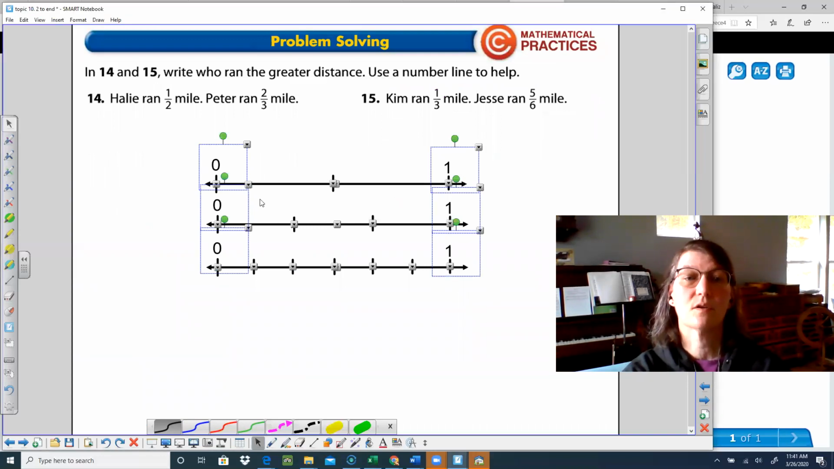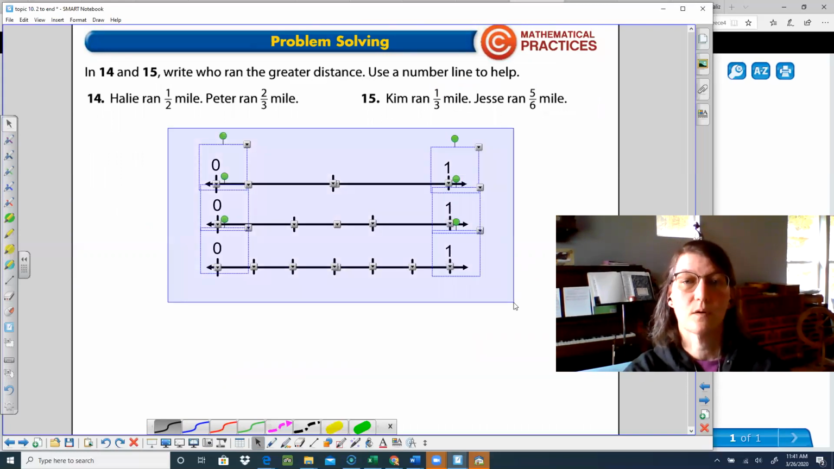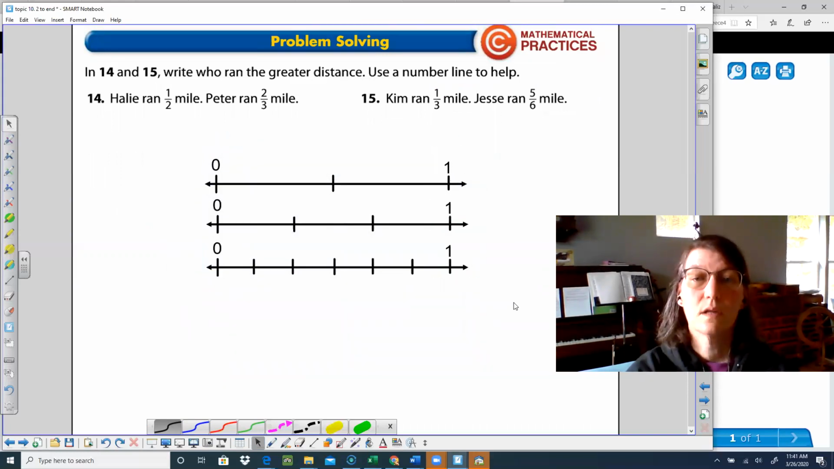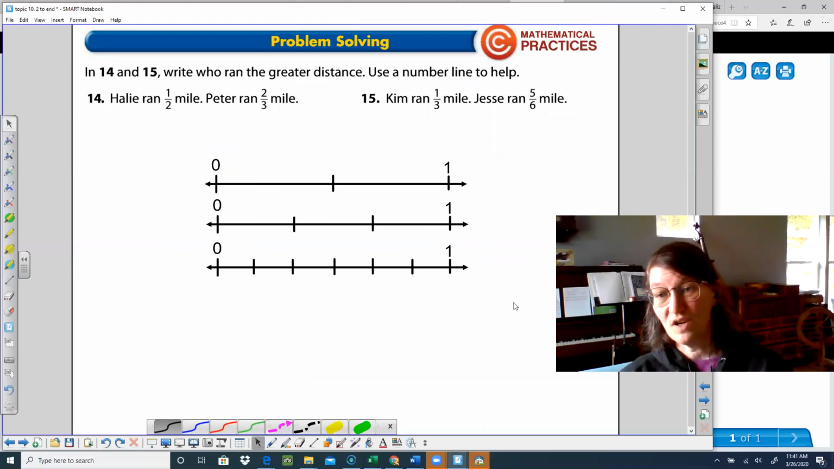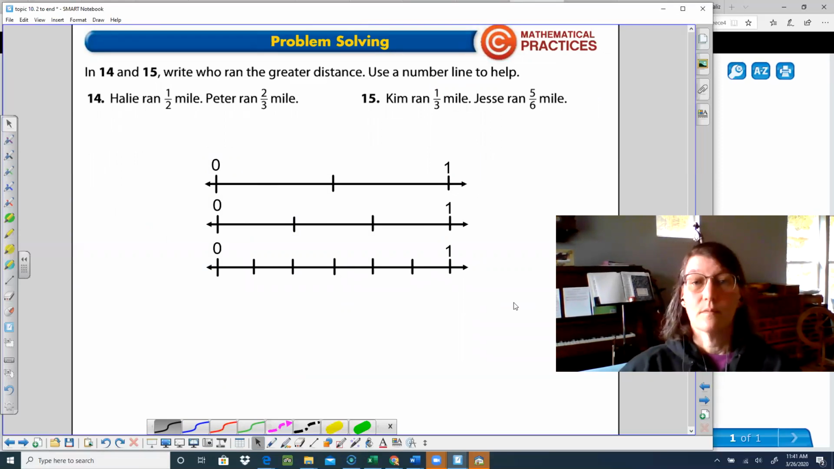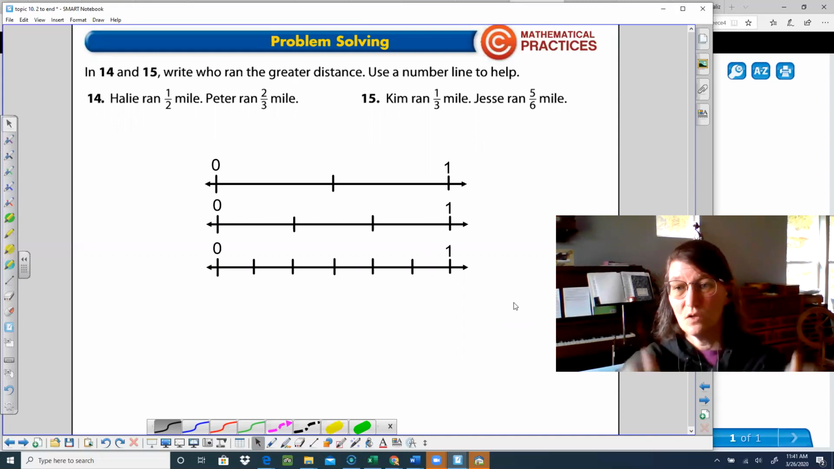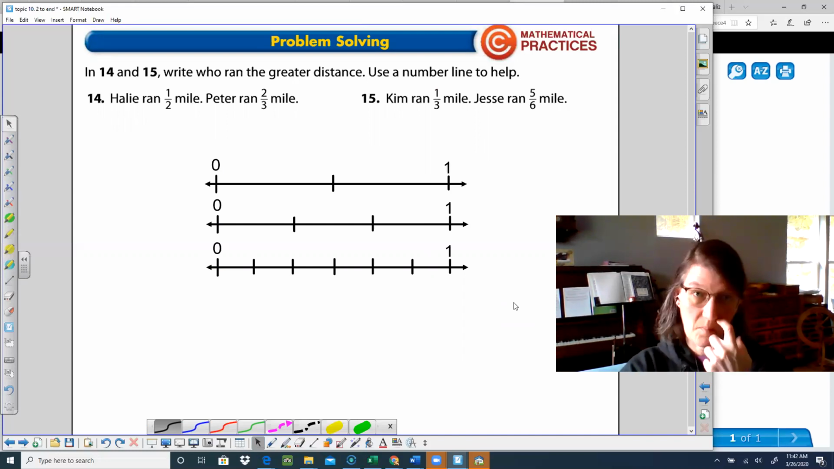Okay, I'm going to lock this real quick so that it doesn't run away on us. There we go. Okay, 14 and 15. Write who ran the greater distance. Use a number line to help. So I pre-drew the number lines. It would be awesome if you paused the video and drew your own number lines. And a trick, you could hold your paper up to the screen like you guys do at recess when you're copying pictures off the internet and copy the number lines that way. I tried to make them as accurate as possible.